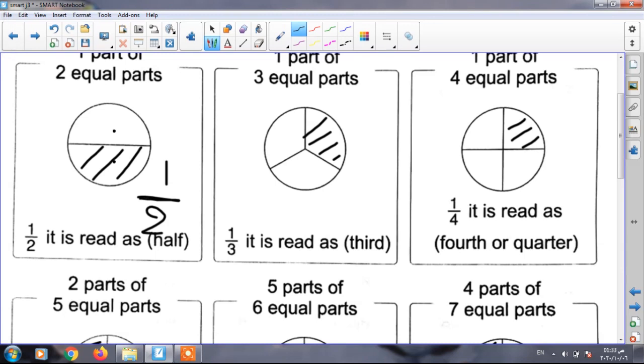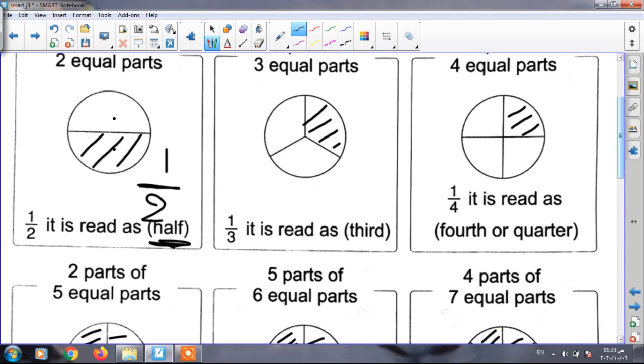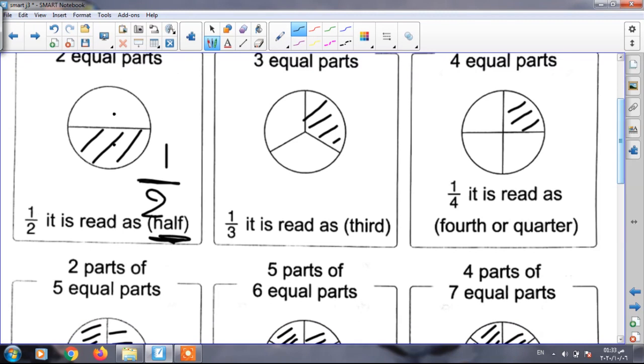And 1 over 2 is called what? Half. Okay, the next one, if I have the whole and divide it into 3 equal parts. Now I have how many colored parts? I have only 1, so up I will write 1. And down how many? Down represents the all parts. Count with me. 1, 2, 3. So I will write down 3. If I want to read this fraction, it is called what? 1 over 3 or third.